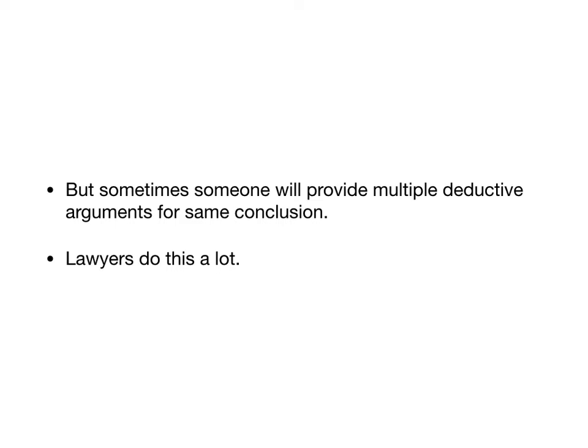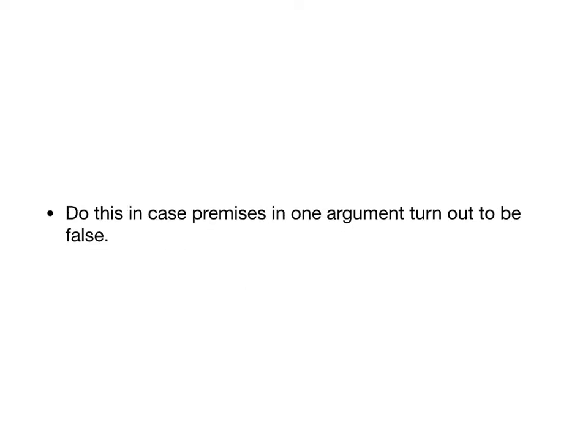Now, what some people will sometimes do, and lawyers do this a lot, attorneys do this a lot, is to provide multiple deductive arguments for the same conclusion. Now, why might you do this? If each of your deductive arguments is valid, then each of them on its own ought to establish the conclusion with certainty, right? Well, you do it because the premises in one argument might turn out to be false, right? And if they do, you have a backup argument or arguments.